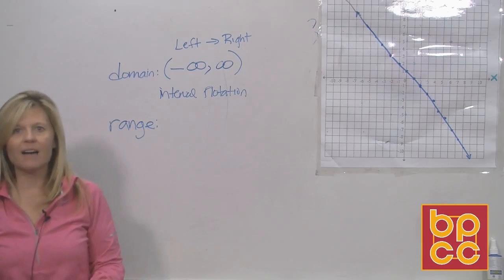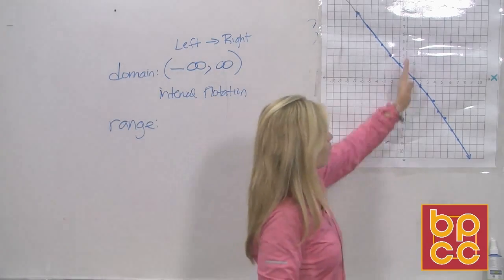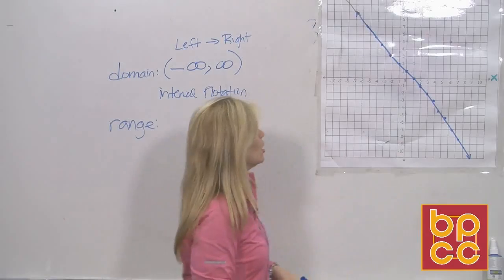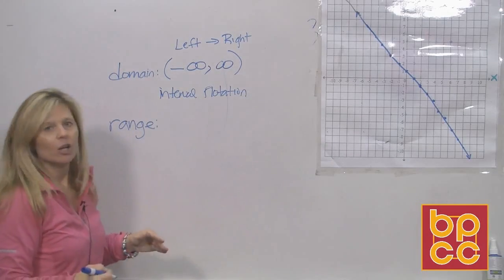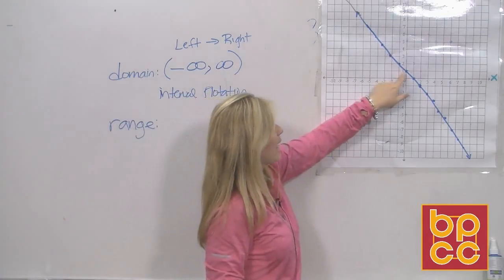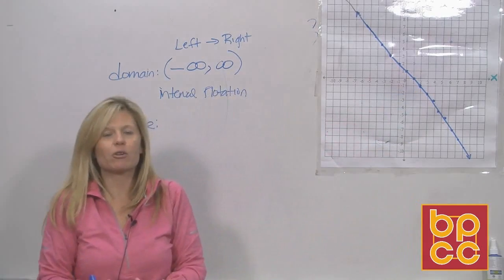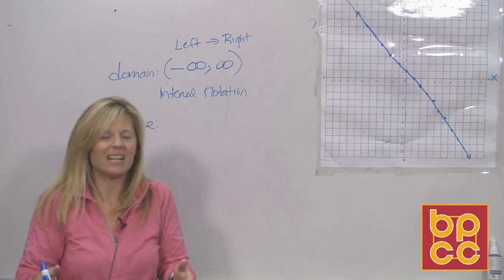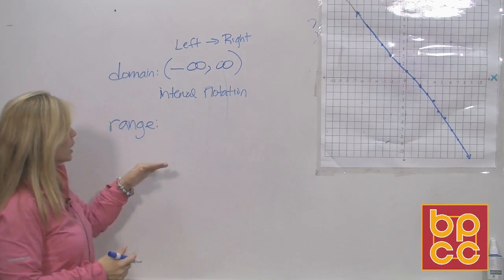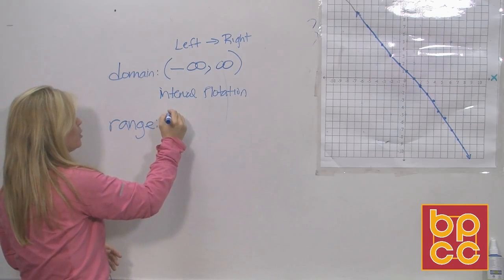Range means the y values. Well, the y values are going up and down like the y-axis. So when I ask you the range, again, you cannot sit here and take every point and list the number it has for y. You can't do that. There's too many points on a line. They're infinite.